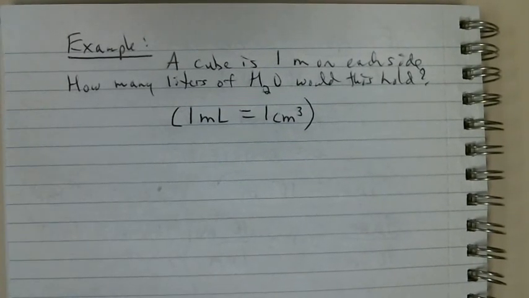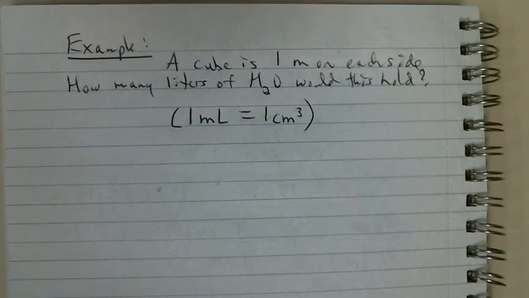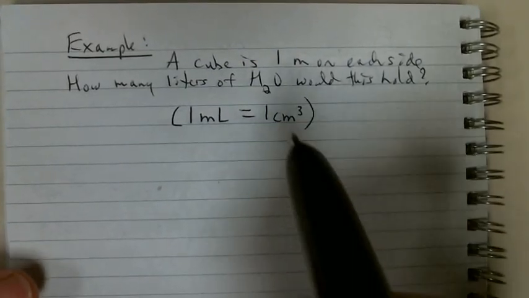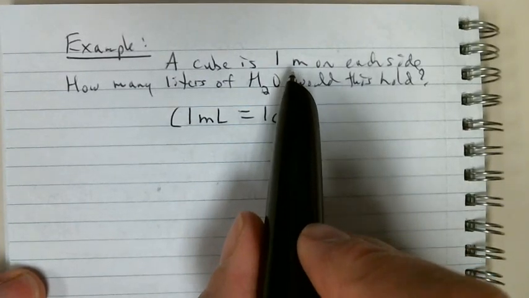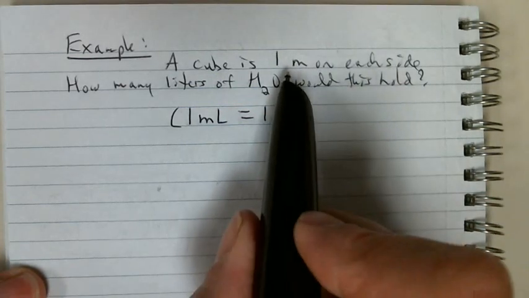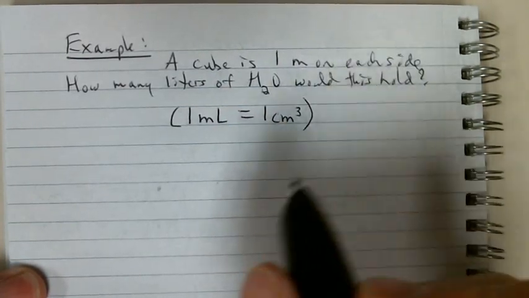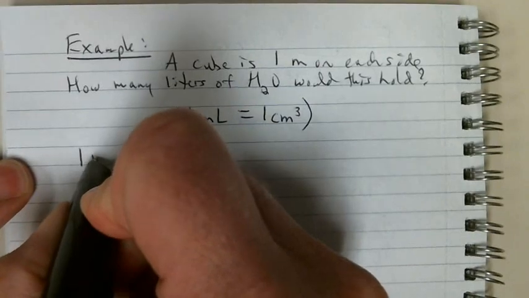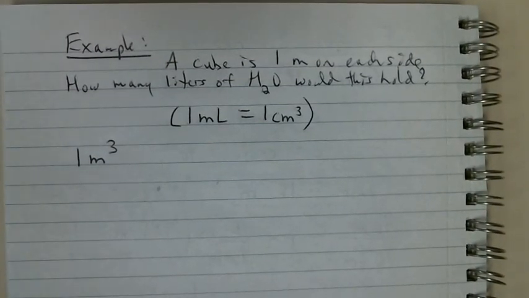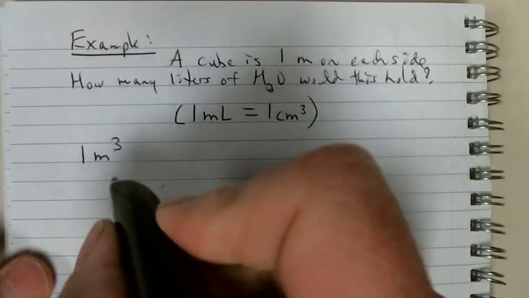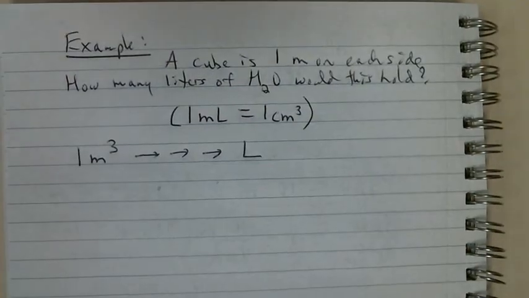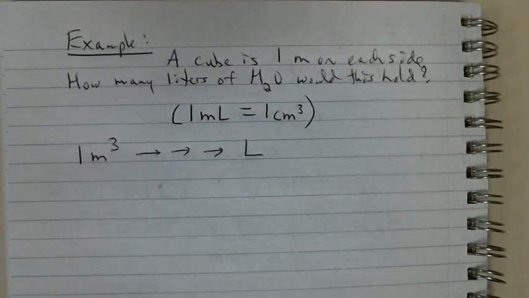And so if we want to go from a cube, 1 meter on each side, how many liters is that? Well, the volume of that cube in meters would be 1 meter times 1 meter times 1 meter, or 1 meter cubed, correct? So that's going to be what we're given, and we have to somehow convert that to liters. That's the goal.